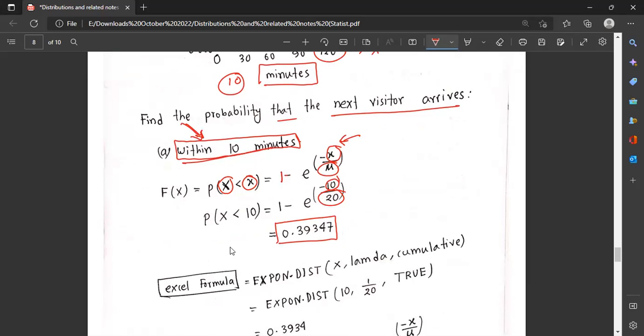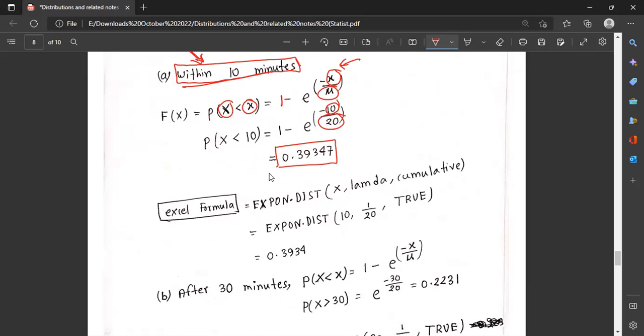And here we also have a Microsoft Excel formula, exponential distribution, x and then lambda. Here lambda, we know that lambda was in the Poisson distribution, but it converts to mu in the exponential distribution. And we know that if lambda is equal to 3, then mu will be the inverse, 3 inverse, so it will be 1 by 3, right? So that's why here lambda is 1 by 20, or 1 by mu.